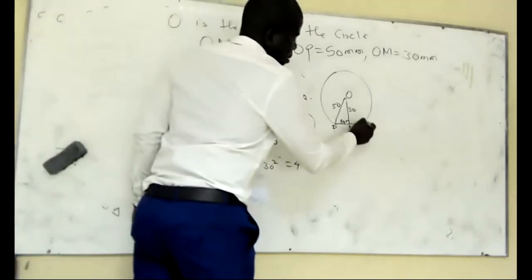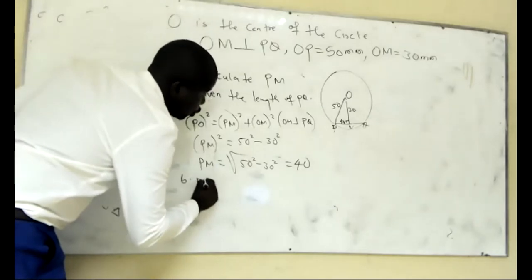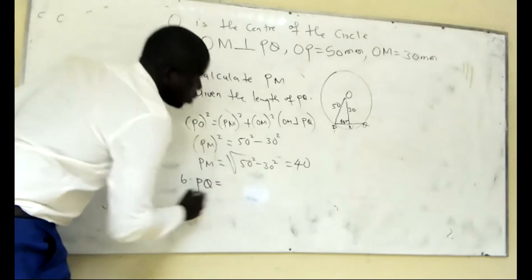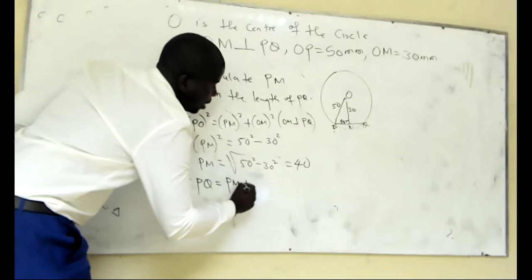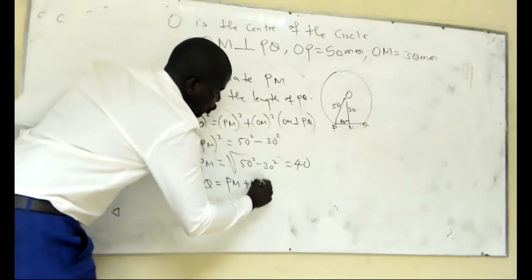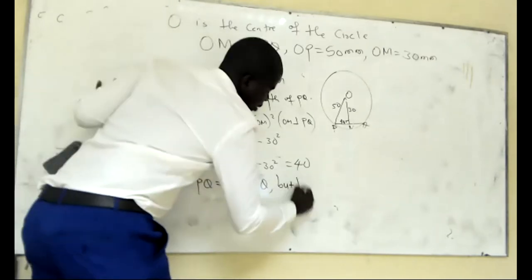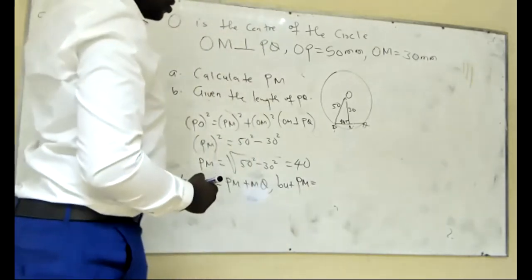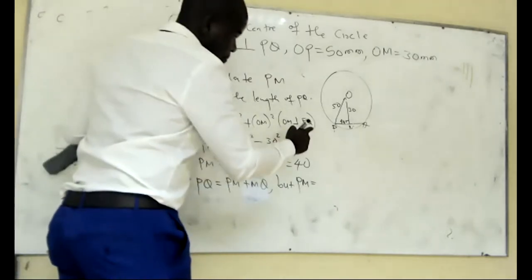And then let's quickly rush to question number 2, which requires us to give the length of PQ. What will be the length of PQ? PQ will be equal to what? It will be equal to PM plus MQ. But there is information we know that PM is what? 40. Yes, PM is 40.